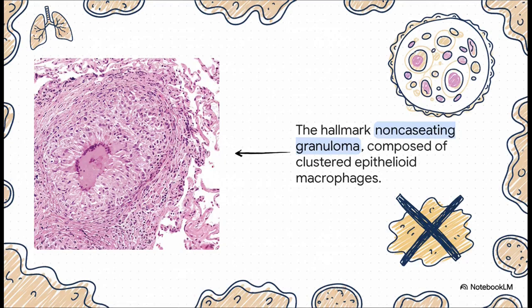And here it is, the hallmark lesion. A beautiful, well-formed granuloma. It's a tight ball of activated macrophages, what we call epithelioid cells, and these big multinucleated giant cells. But what's the most important word here? Non-caseating. It means there is no central cheese-like dead tissue, no necrosis. This is the key point that helps us separate it from the caseating granulomas we see in TB.